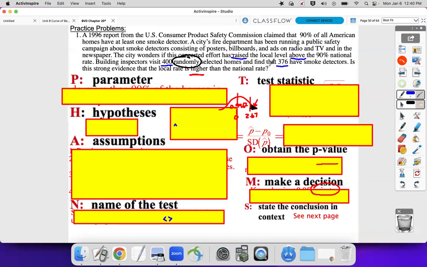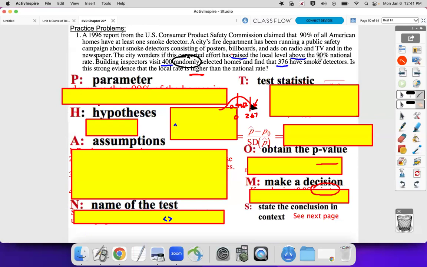Okay, so the first practice problem says in 1996, a U.S. Consumer Product Safety Commission claimed 90% of all American homes had at least one smoke detector. And some city's fire department has been running a public safety campaign about smoke detectors, and they've used posters, billboards, ads on TV and radio, and the newspaper. And they wonder if this effort has raised the local level above the 90%.